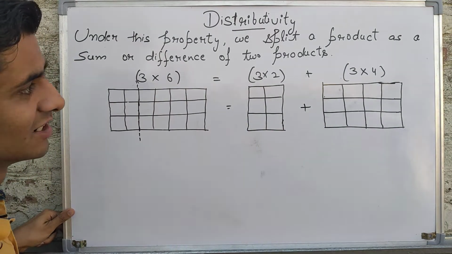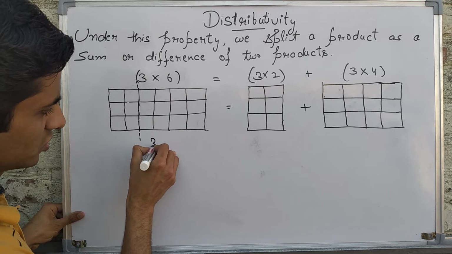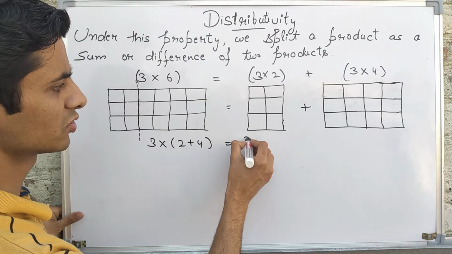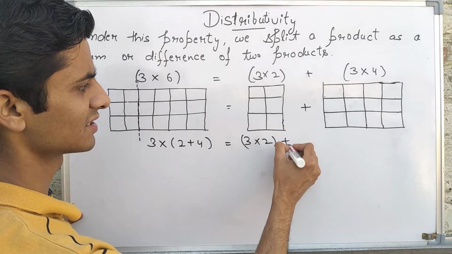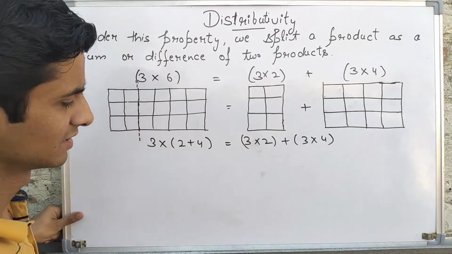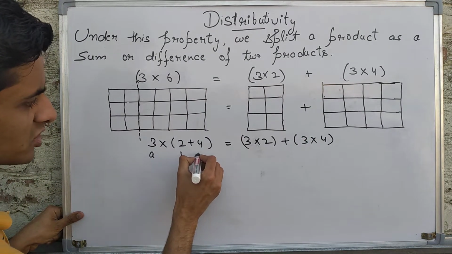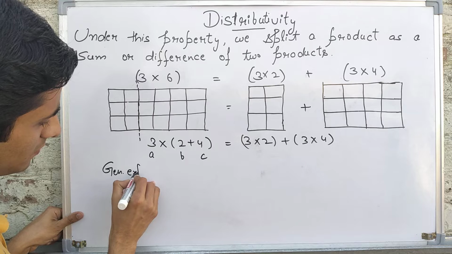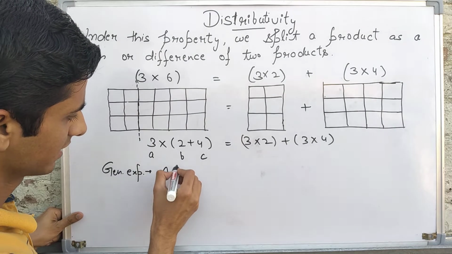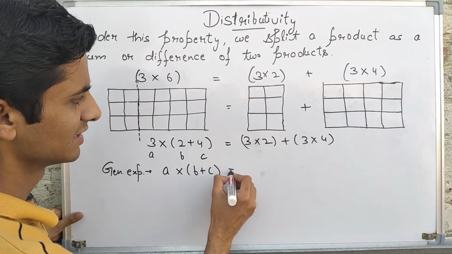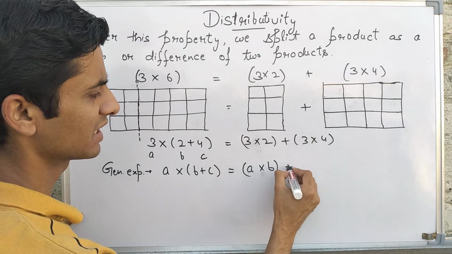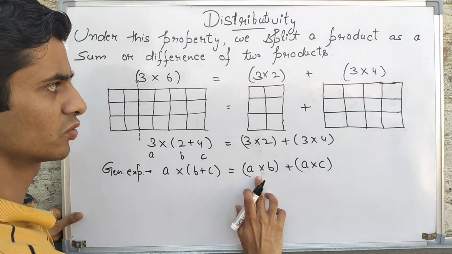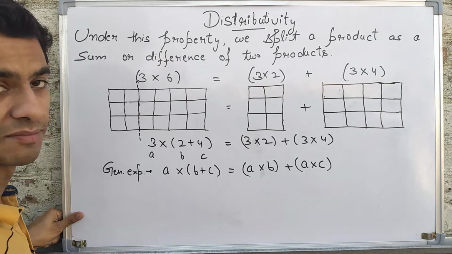This is something we call distributive property. This you can further write as 3 into 6 can be written as 3 into (2 plus 4) is equal to 3 into 2 plus 3 into 4. Suppose this 3 is A, this 2 is B, and this 4 is C. So what is the general expression you have got? A into (B plus C) is equal to A into B plus A into C. This is something you have got.